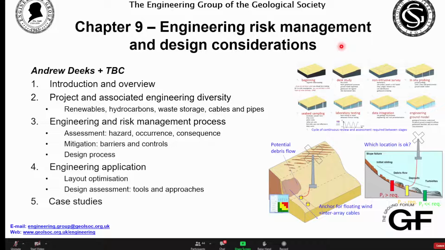And obviously it's very important for practicing engineering geologists and geotechnical engineers to be aware of the different types of structures and foundations that are available to them, and therefore what site investigations they need and how that will drive decision making. So that's what we're trying to pull together in this final closing chapter.